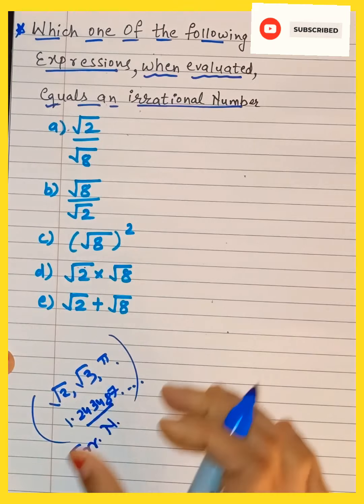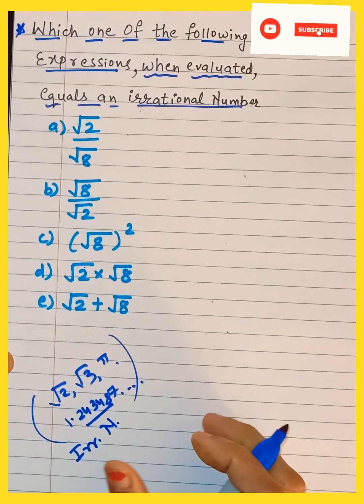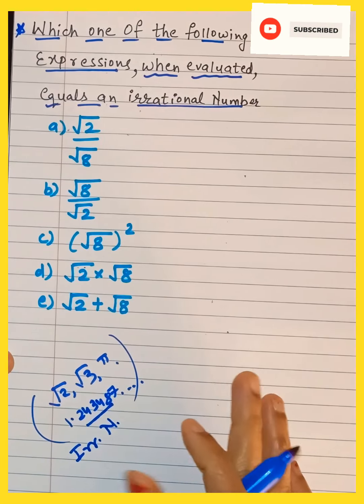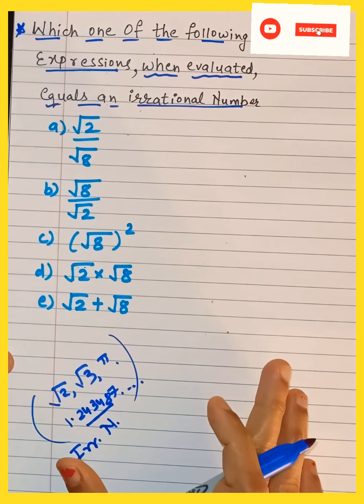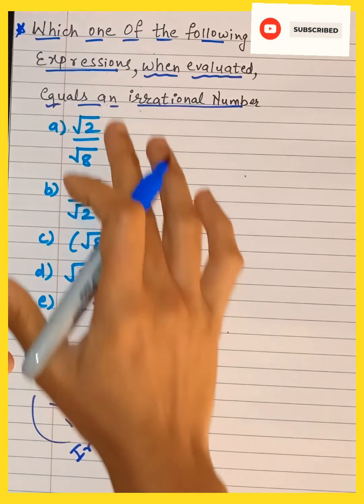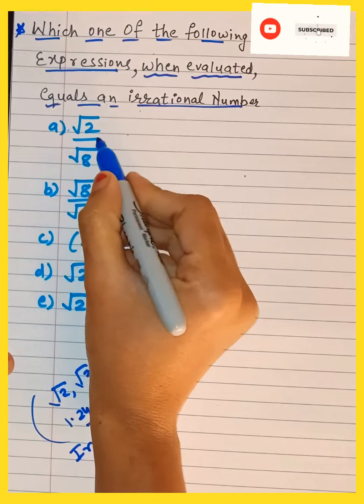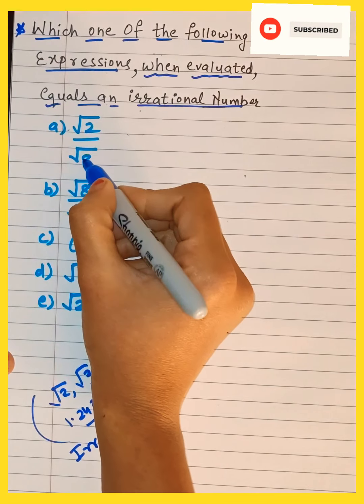So we should get these type of numbers. We should not get exact p by q form of numbers. Rational numbers we should not get. So let's try to solve it. The first option is root 2 upon root 8.